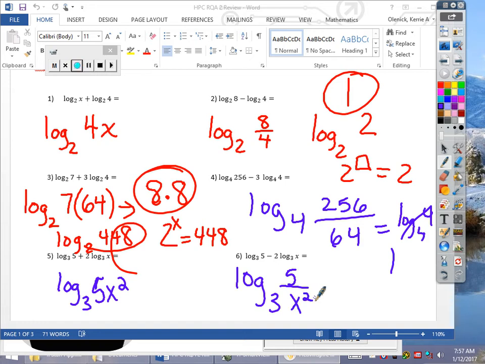Everyone good with that? Do you need me to raise the screen? It's tricky on this one because I'm writing actually on the worksheet. Yes, ma'am. Do I have to do? In number 5, the 2 became a power, so it's x squared.